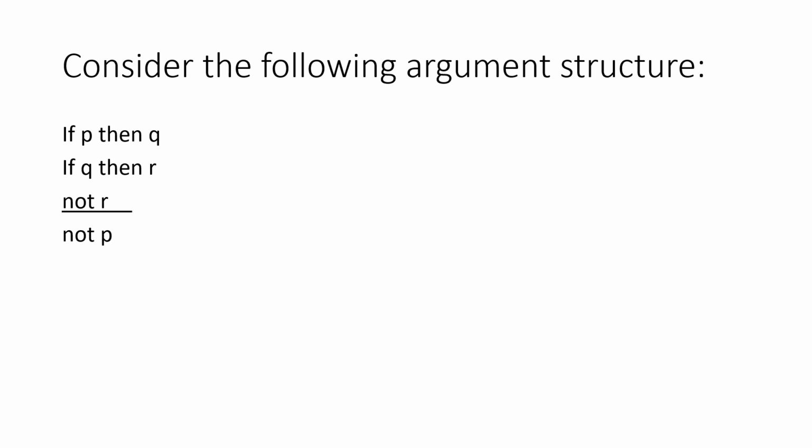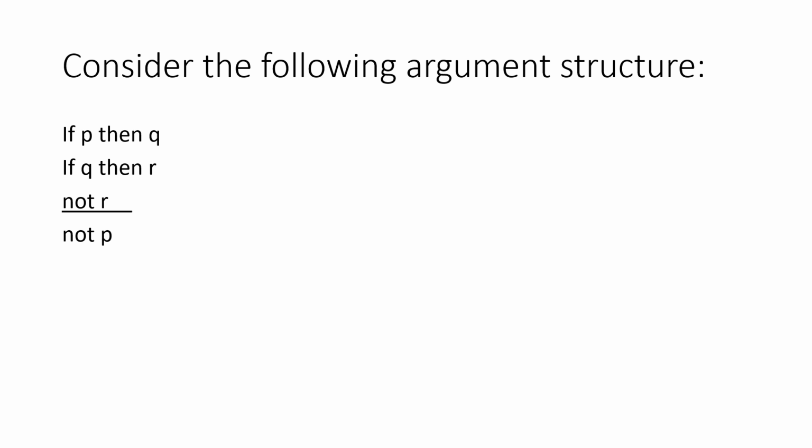And so consider the following argument structure. We're going to try and ask whether the argument if P then Q, if Q then R, not R, therefore not P, is valid. We're going to see if that's true. You might be able to tell just by looking at it, thinking very carefully about it, but chances are probably not, or you're not super sure about that.